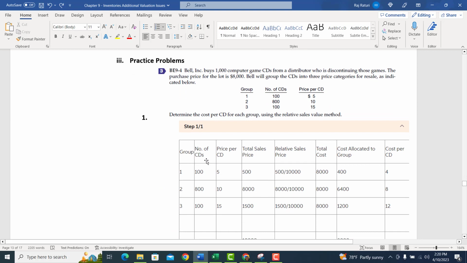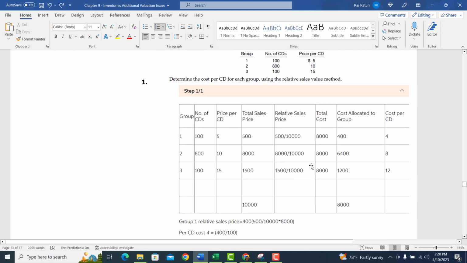So the practice examples are very similar. Again, you have the number of CDs, for example. We have this grouped over here. We take the number of CDs and the price per CD, and we multiply these to get the sales price. We divide by the total to get the relative amount. Then I have the relative sales price and the total cost, I multiply these, and then I get the allocated cost.